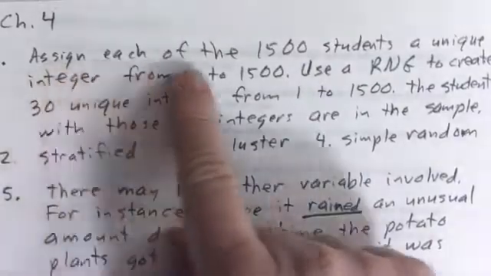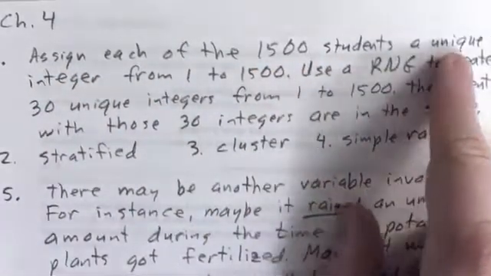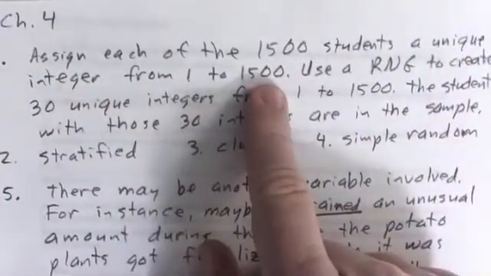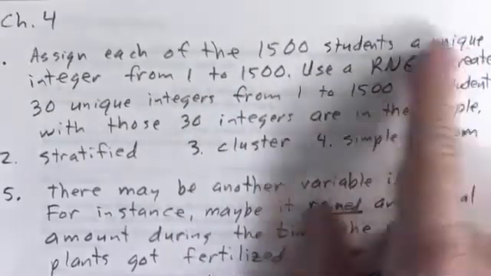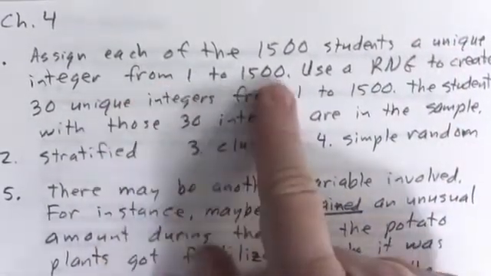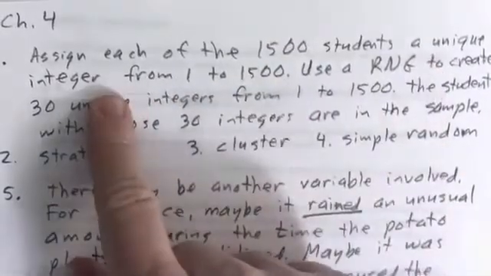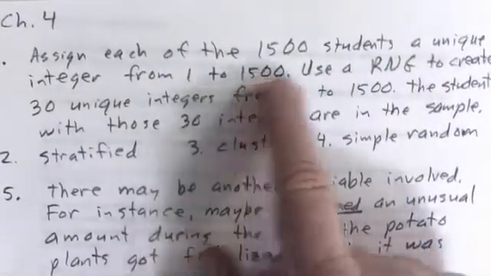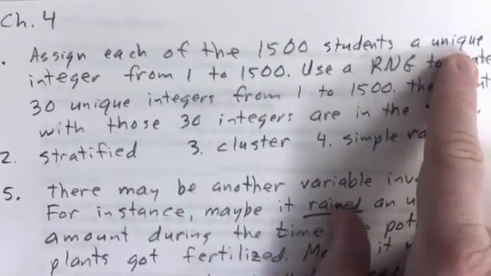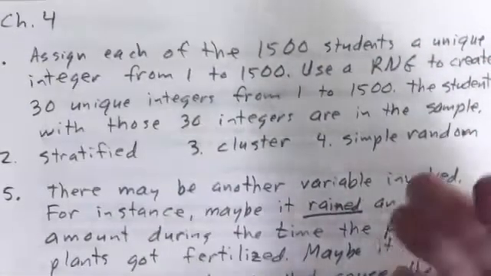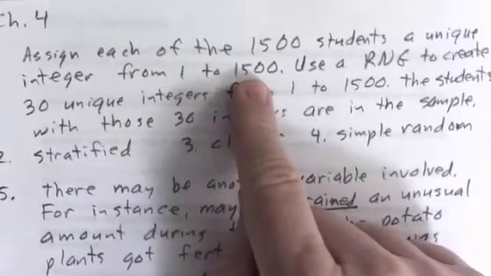So you would say, assign each of the 1,500 students a unique integer from 1 to 1,500. Say it just like that, a unique integer, and then from 1 to 1,500. You must say that as well. Don't just say a unique integer. Say it from 1 to 1,500. You could say distinct integer, or you could also say an integer ignoring repeats, but you must say from 1 to 1,500.